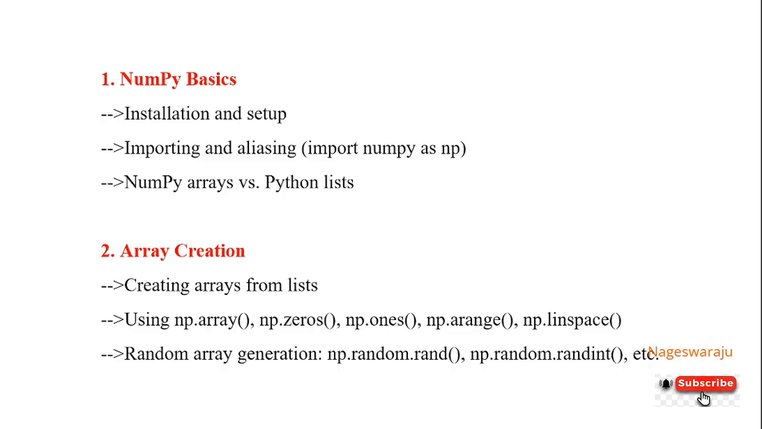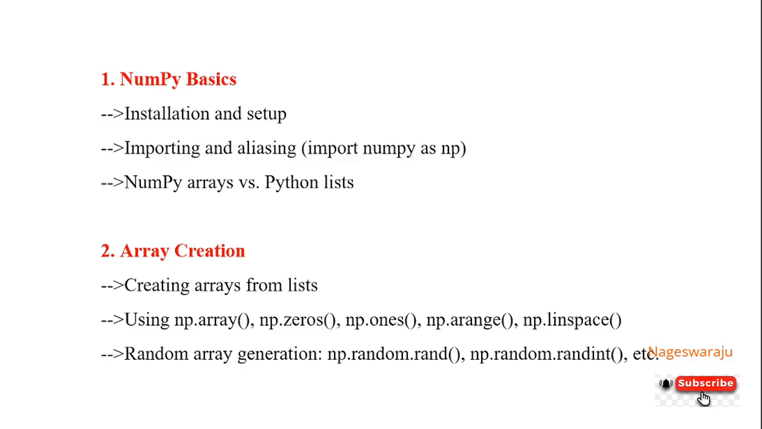Next, NumPy array versus Python list. Which is the fastest one? When we are executing any program, NumPy is the fastest compared to the Python list. I will show you practically. Next one, array creation. What is an array? An array is a collection of elements, which can be any kind of data. How to create the array, I will show you practically.